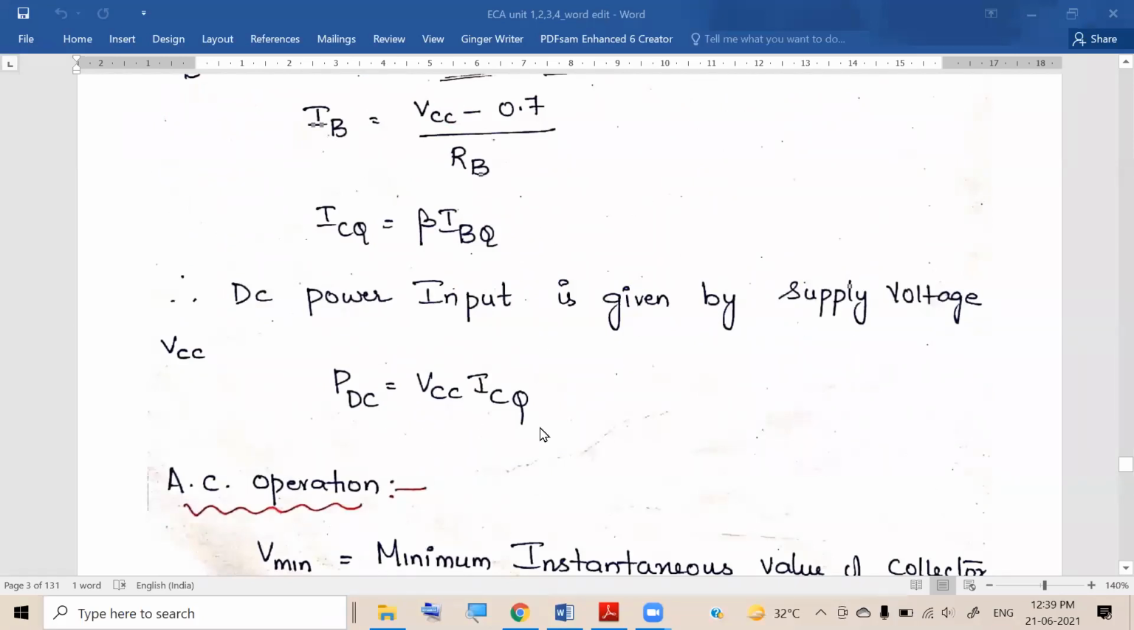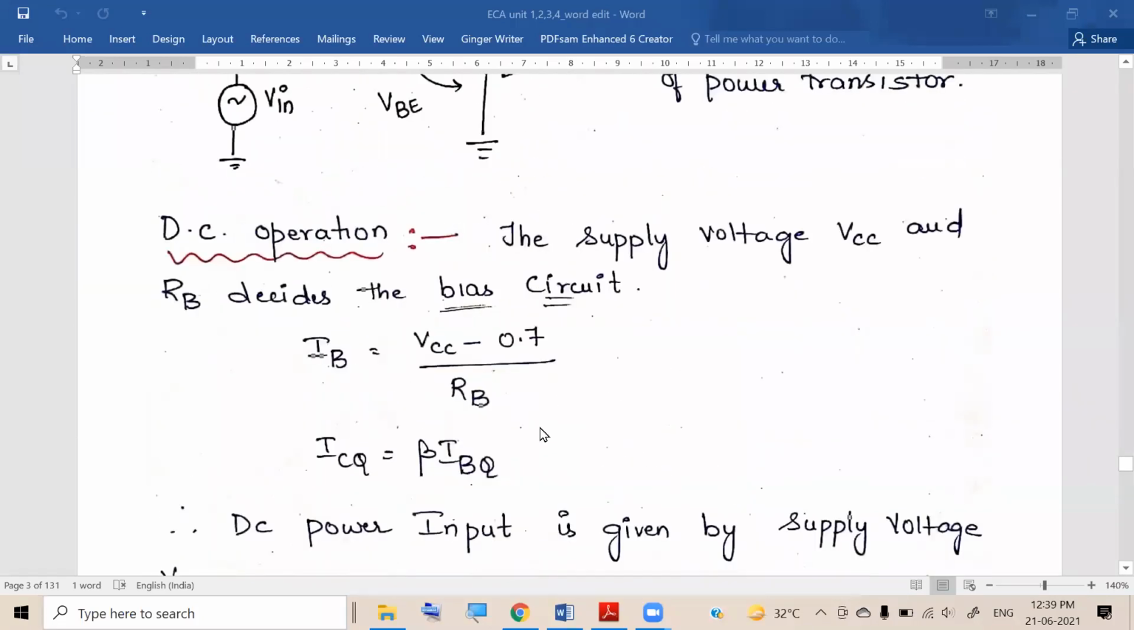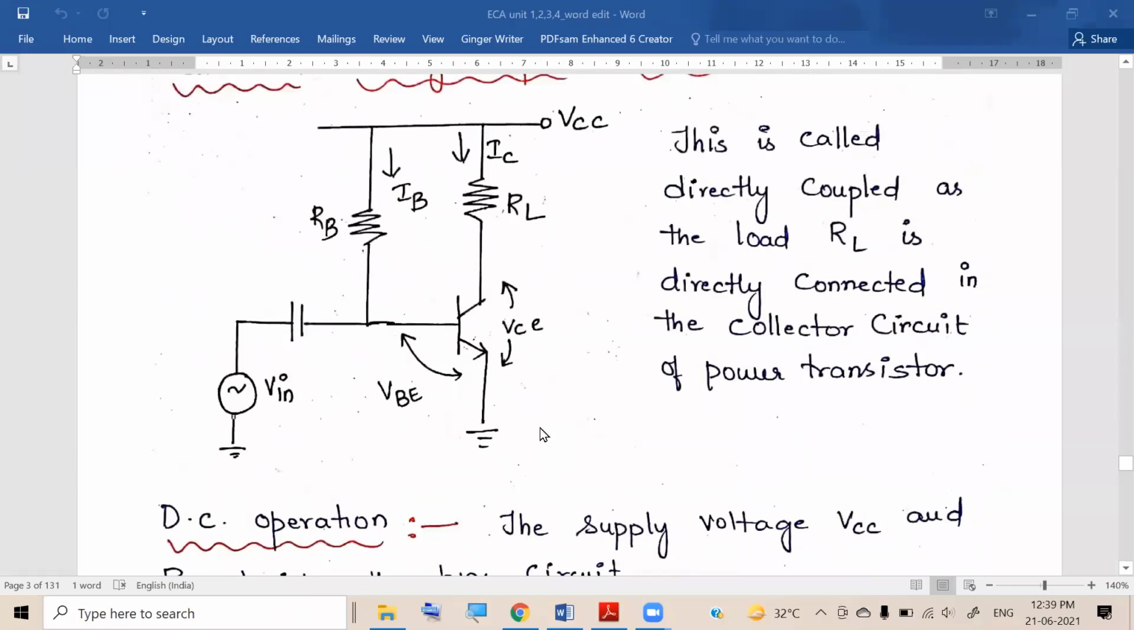VCC into ICQ. So now what will be the efficiency of this circuit? Please think and guess. No problem. If all your guesses are correct, then you are bringing all the knowledge from inside, isn't it? You don't need to keep on memorizing. You can bring knowledge from inside. That will be very easy. So what will be the efficiency of this circuit? Formula for efficiency of this circuit.